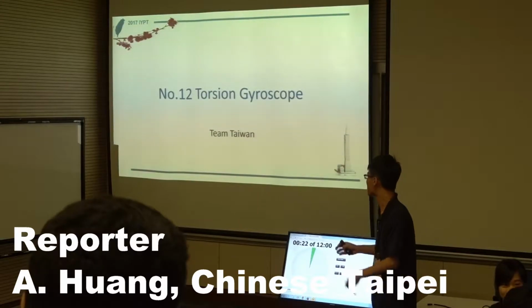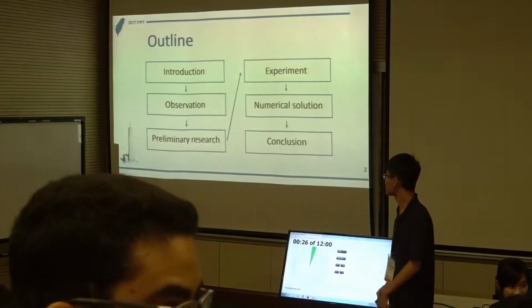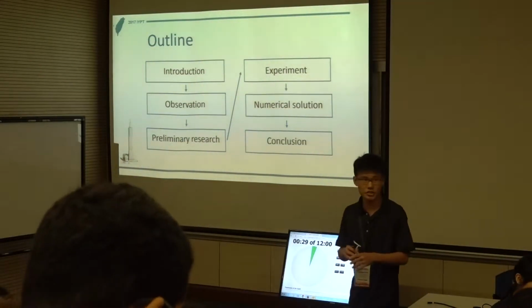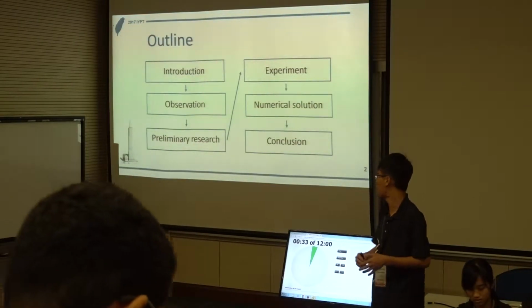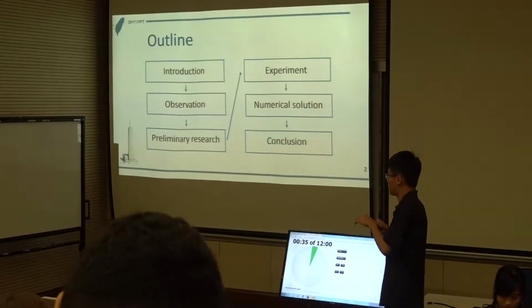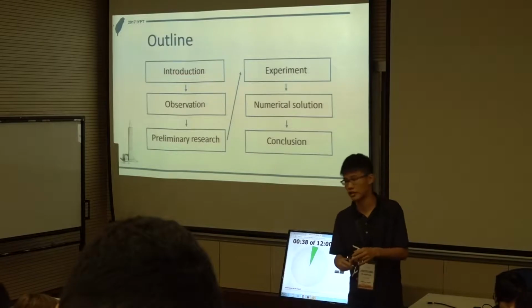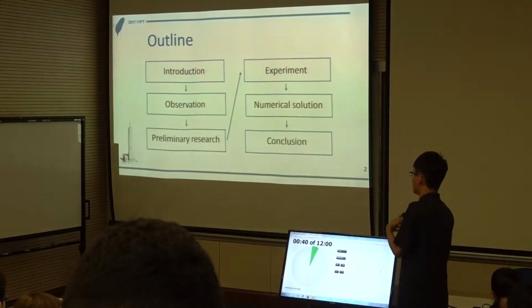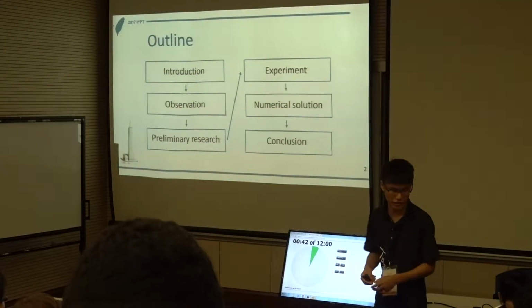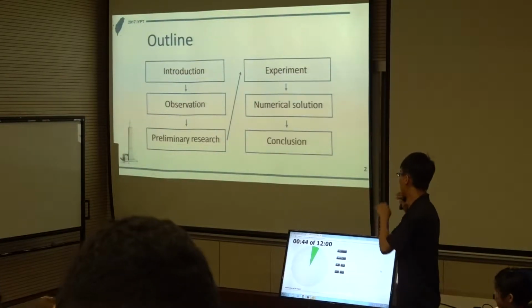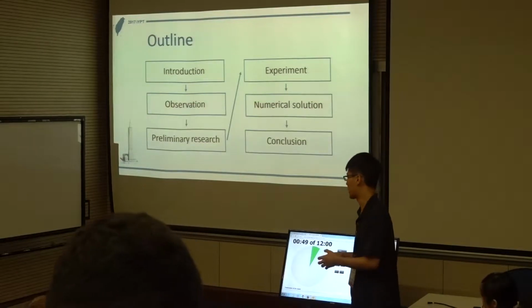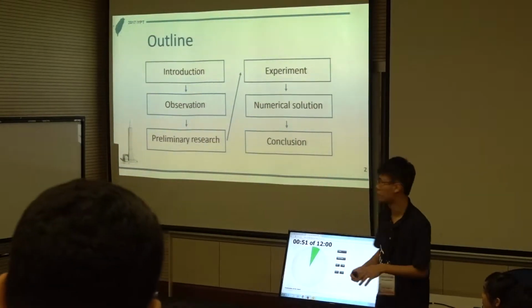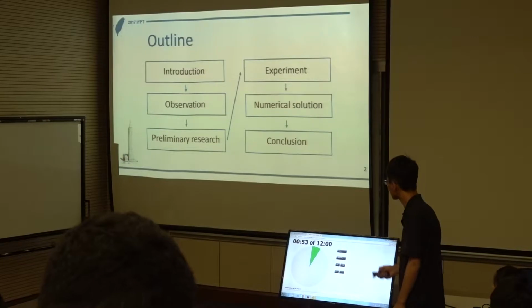My name is Huang, and today I'm going to report problem number 12, Torsion Gyroscope. This is the outline of my report. First, I will introduce the problem statement, and later I will show the observation video of this phenomenon. I have done preliminary research on this kind of motion, and later more experiments to investigate this phenomenon. Finally, I have a numerical solution in order to get the dynamics of the gyroscope, and I will come to the conclusion.